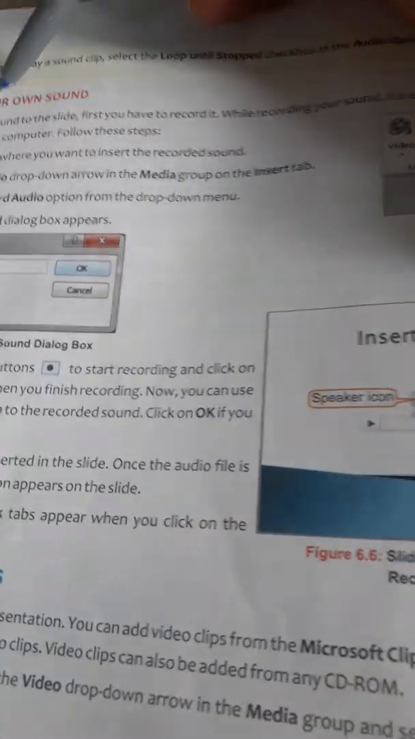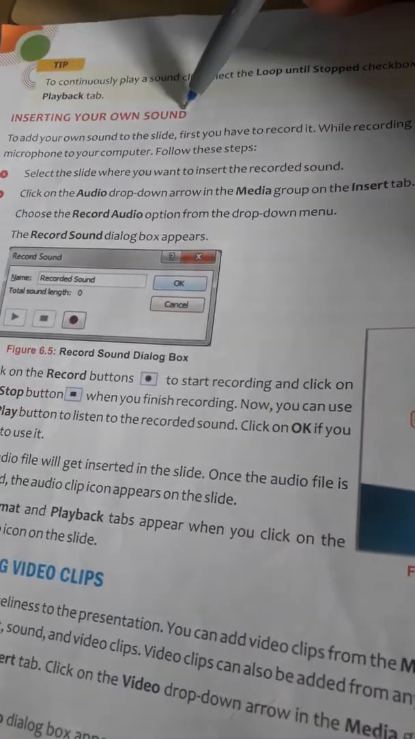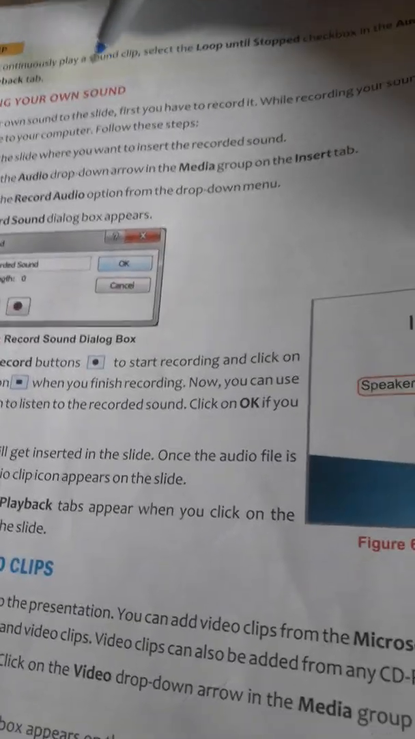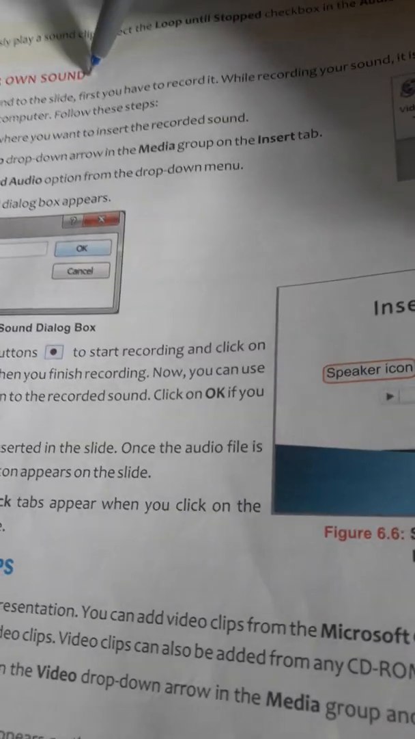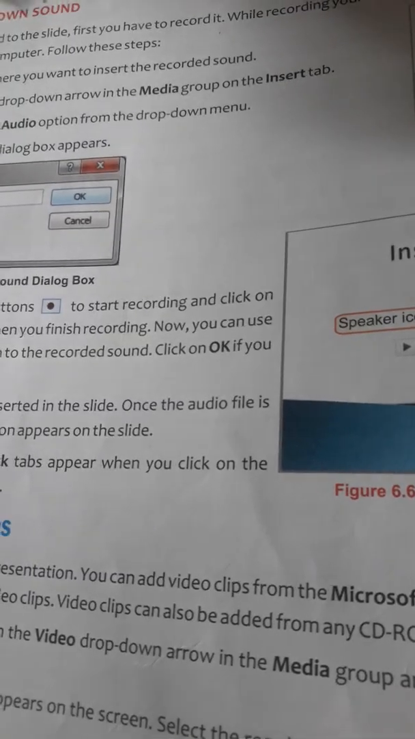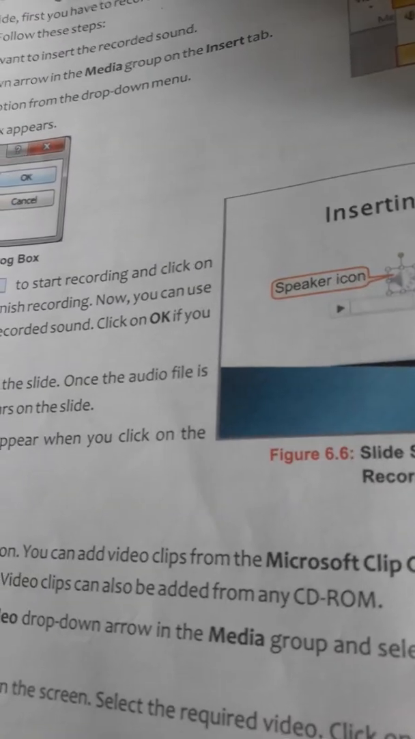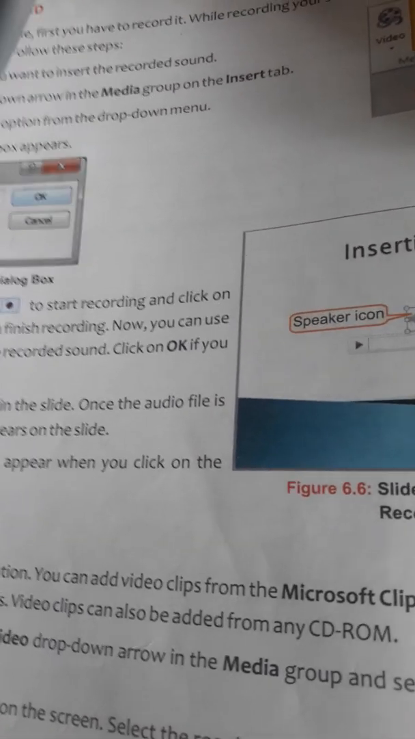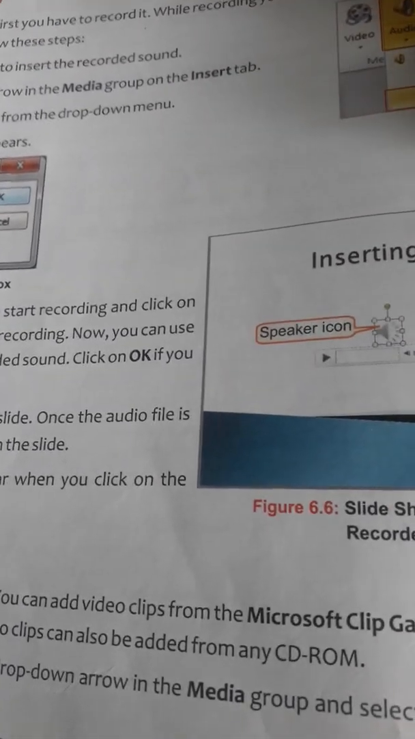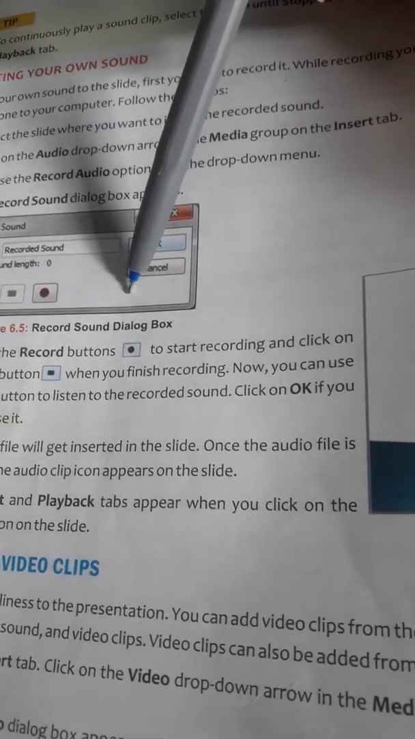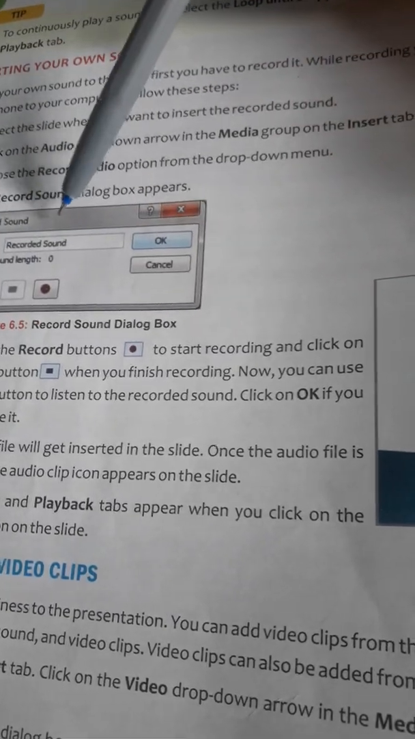Then next is inserting your own sound. We can also create our own sound, or we can say that we can also record our own sound behind the PowerPoint presentation. For that, first of all, we need to click on the record audio option, and then this dialog box appears in front of us, and easily with the help of this option we can record our own sound.